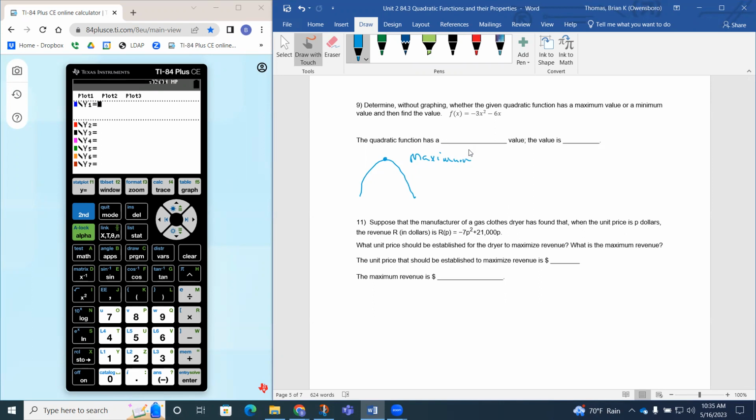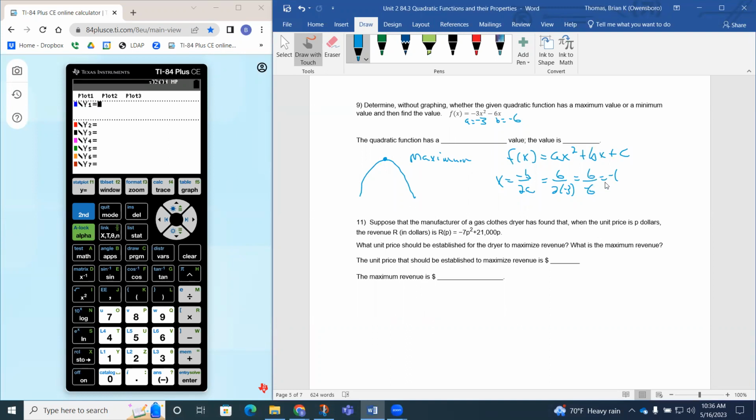Now, to find the maximum value, remember, this is going to be located at the vertex. And if the function is in the form of f of x equals ax squared plus bx plus c, to find the x coordinate of the vertex, we can use the formula x equals the opposite of b over 2a. So if I look at this problem here, a is going to equal -3 and b is going to equal this -6. So the opposite of -6 is going to be +6. And then I'm going to have 2 times -3. So that's going to be 6 over -6, which is going to be a -1.